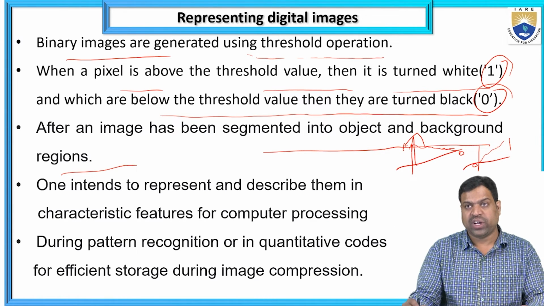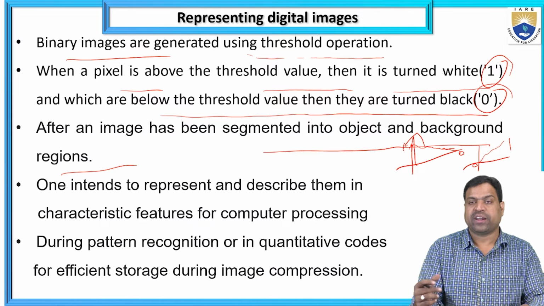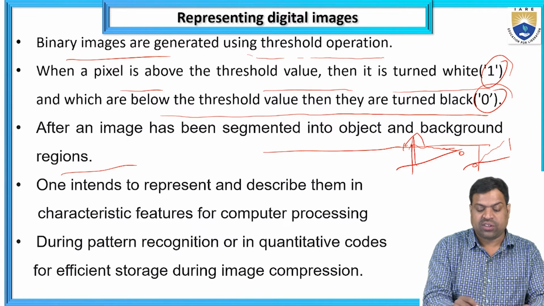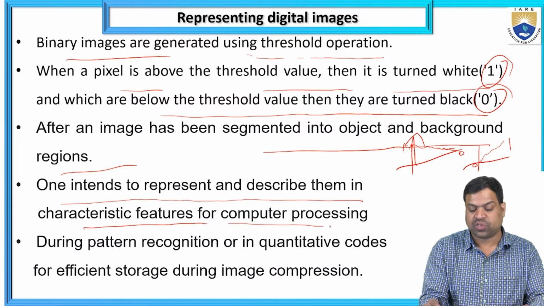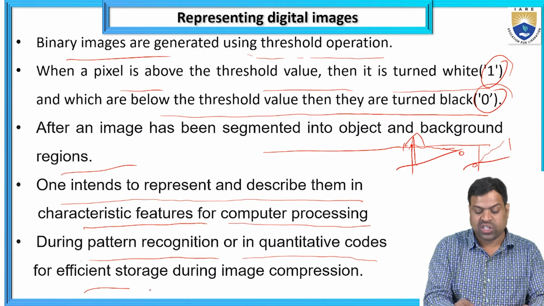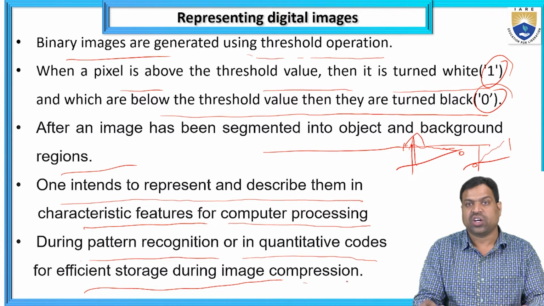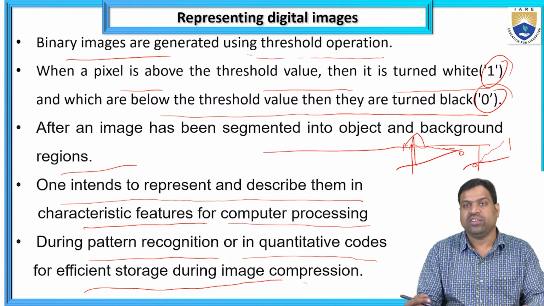Every image we are converting into different segments, depending on your image pattern. This represents and describes them as characteristic features for computer processing, and during pattern recognition of a quantitative code, allows efficient storage during compression. Here every image is in the form of binary, zeros or ones.